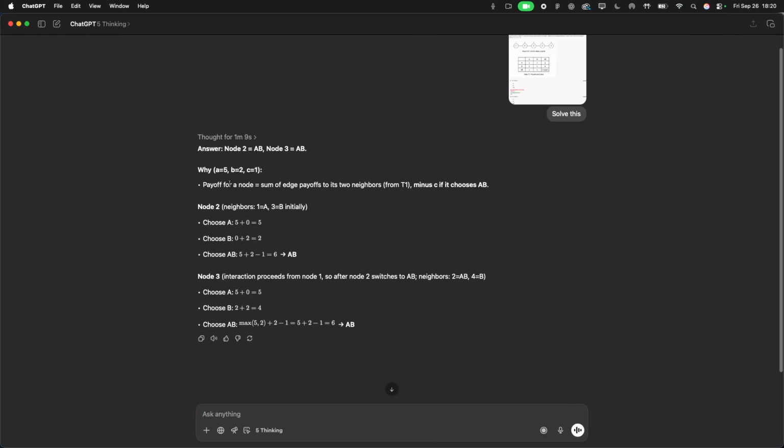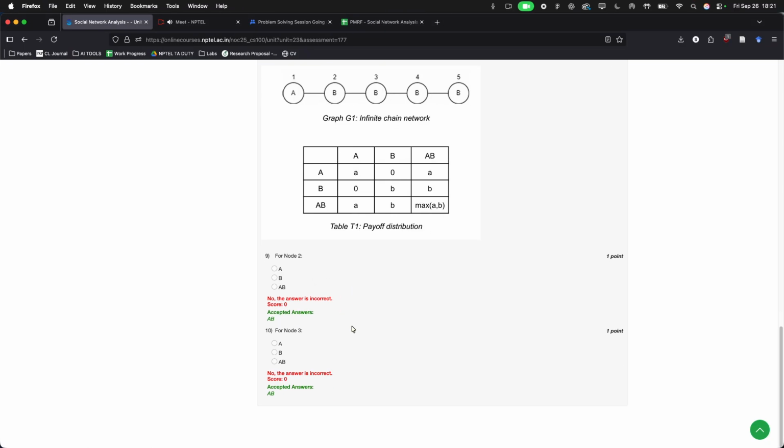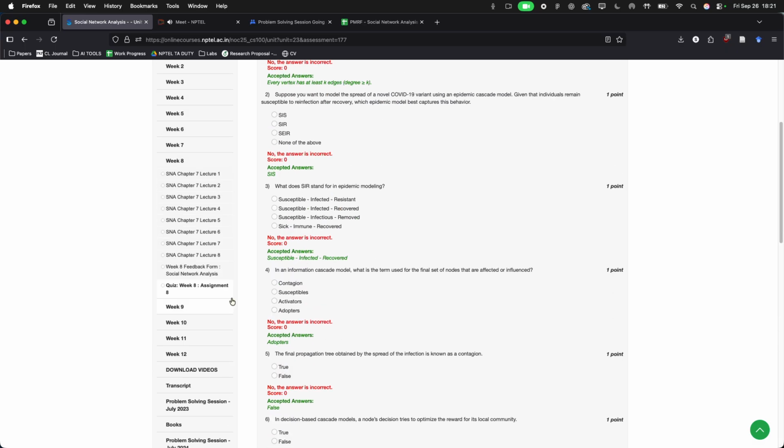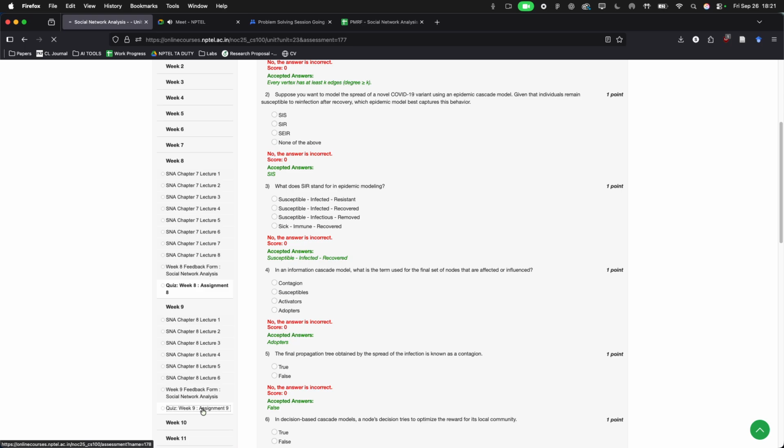Okay, so the payoff for a node is the sum of edge payoffs to its neighbors minus C if it chooses AB. Node 2 has neighbors 1 and 3. Choose A, you get 5; choose B, you get 2; choose AB, you get 5 plus 2 minus 1, which is 6. It's the highest, so you choose AB. For node 3 as well, 5, 4, and again you choose AB. Then you take the max, that is 5 plus 2 minus 1 is 6, so you choose AB again. So this is week 7 done. Sorry, week 8 done. Let's go to week 9.